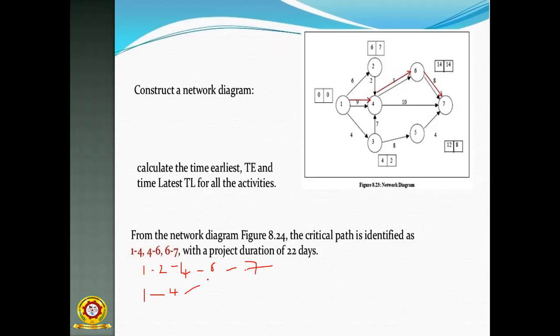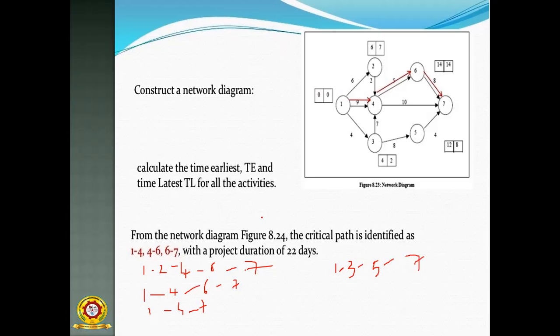1 to 4, 4 to 6, and 6 to 7. This is another route. The next route is 1 to 4, then 4 to 7 direct. This is another route. The next route is 1 to 3, 3 to 5, and 5 to 7. So this is another route.